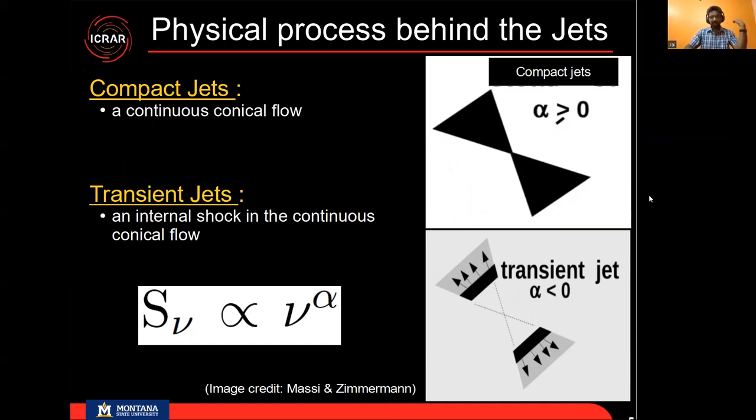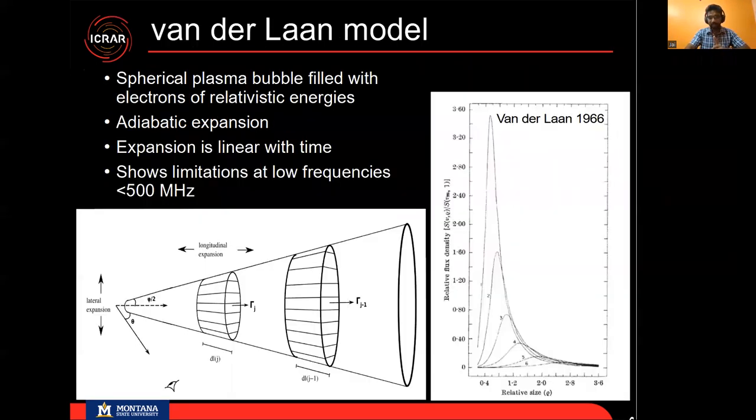And regarding these jets, there is one more very special theory, which is the van der Laan model. Can you please go to the next slide? Yeah, so van der Laan suggested that when we talk about these jets, these are plasma blobs which are adiabatically expanding. And the expansion in these plasma blobs is generally linear in time.